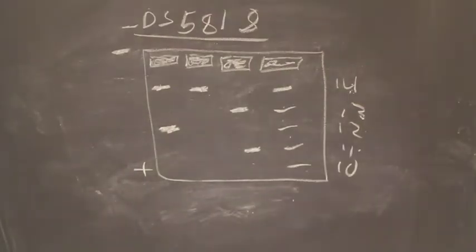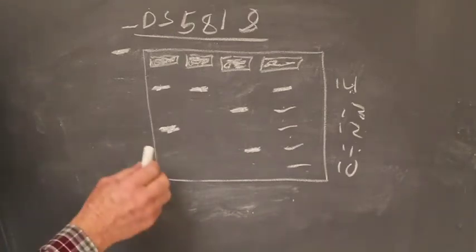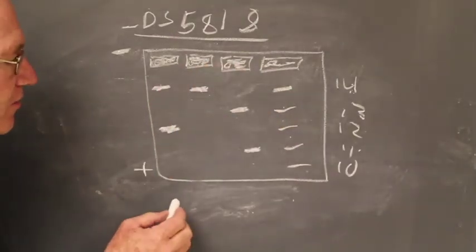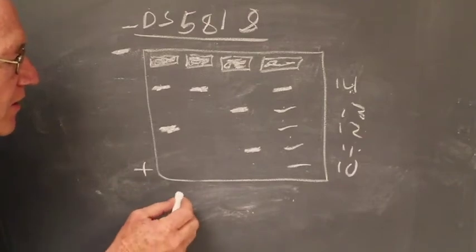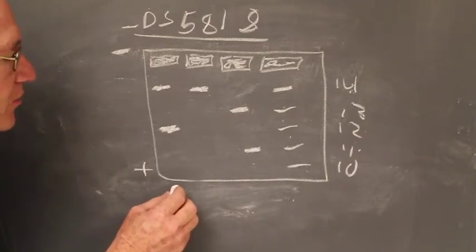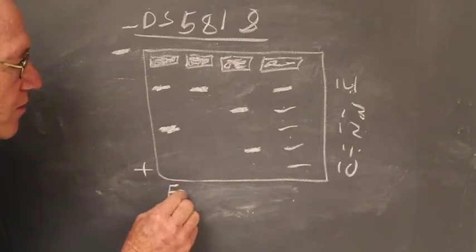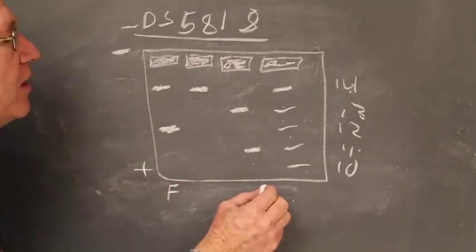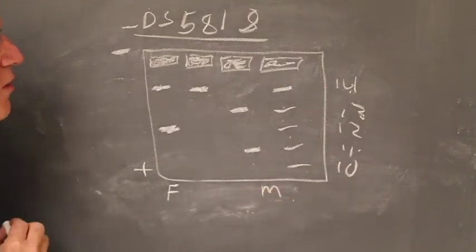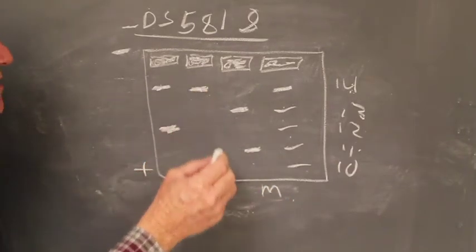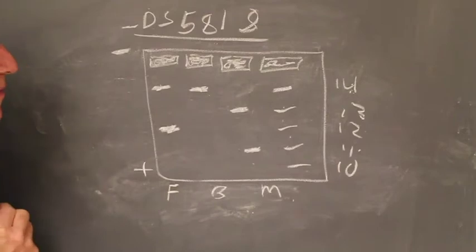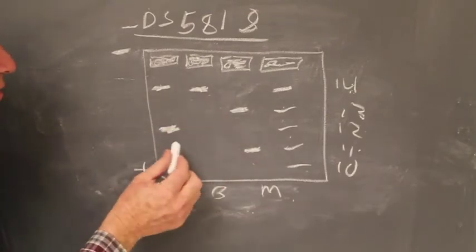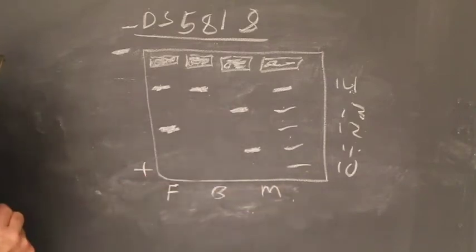Okay, now let's say that we wanted to run a paternity test from this information. Let's say that over here we have our female, our mother. Over here we have our male, our father. And let's say that this is our baby. So the question is, did this baby come from the combination of this mother and this father?